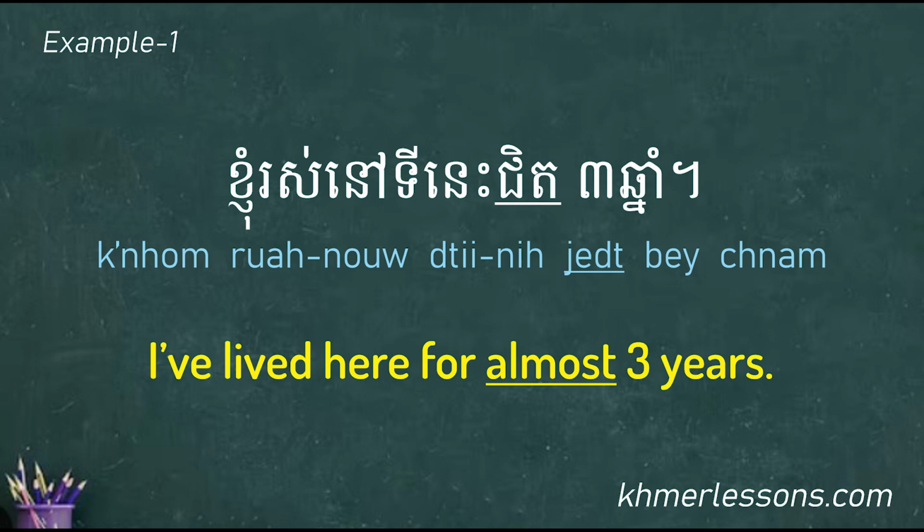Let's learn the words in the sentence. You see the word រស់នៅ, which is to live. ទីនេះ is here. You don't need to translate it, you can skip it, and almost is ជិត. 3ឆ្នាំ is 3 years. Now let me read this sentence for you one more time. ខ្ញុំរស់នៅទីនេះជិត3ឆ្នាំ.